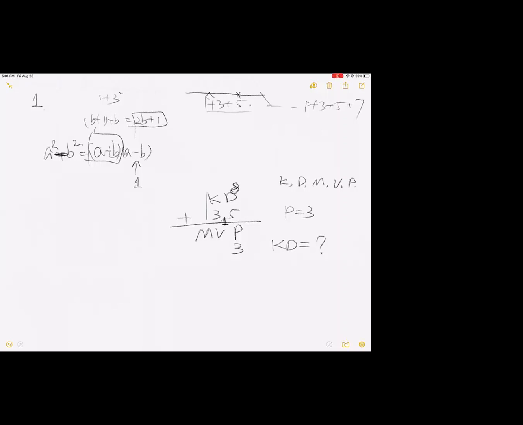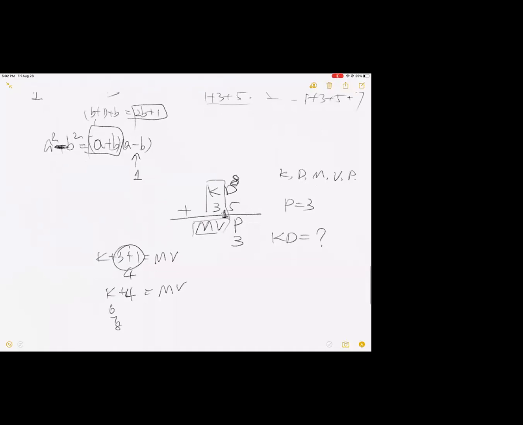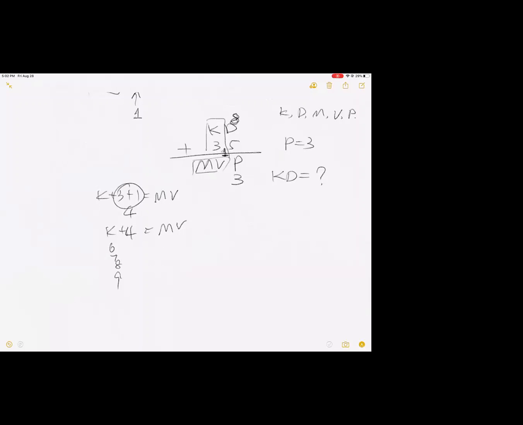So here you have K plus 3 plus 1 equals MV, right? And 3 plus 1 is basically 4. So K plus 4 is MV. K could be 6, K could be 7, K could be 8, K could be 9. So why not 7? Because if it was 7, then it would end up as 11, and M and V have to be different. So K cannot be 7.